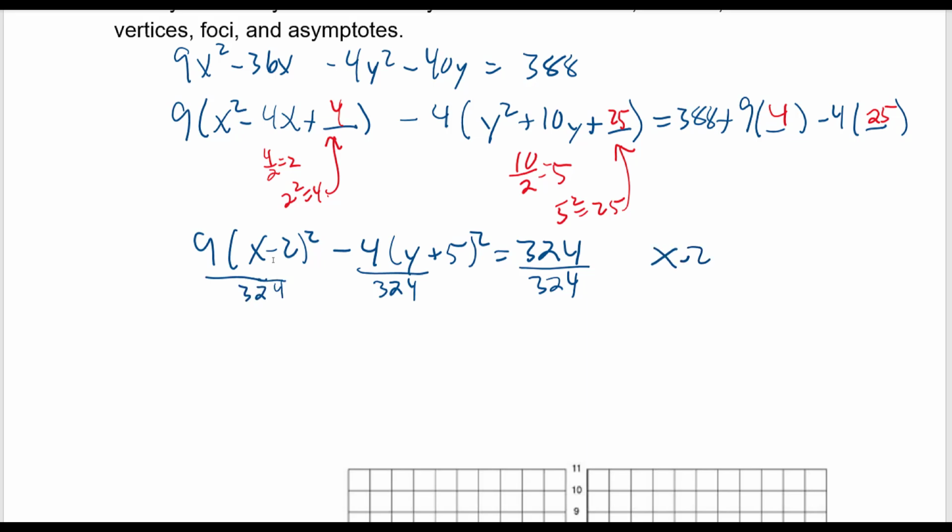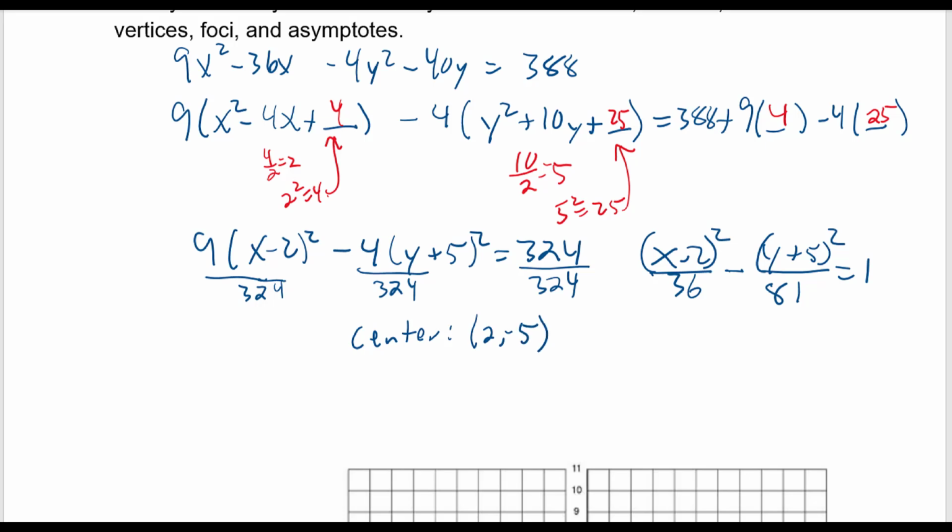And I'll have (x minus 2) squared over 36 minus (y plus 5) squared over 81 equals 1. So right off we can see that our center is going to be at (2, negative 5). That's our (h, k). And now we want to find the a. So a squared is 36, so a is 6. And b squared is 81, so b is 9.